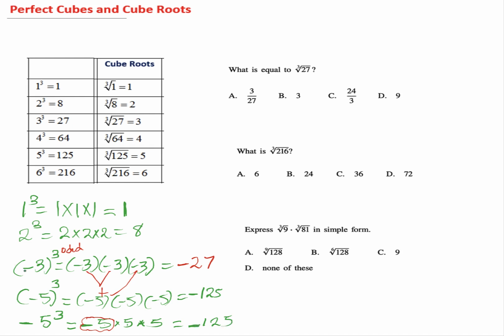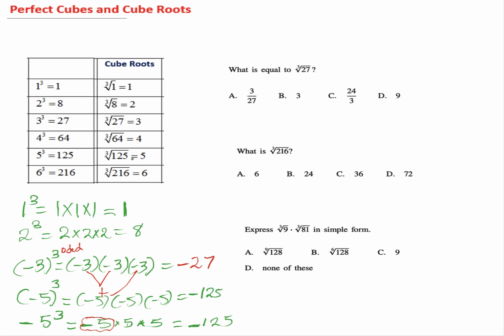So no matter with the cubes, if you have it in parentheses or there are no parentheses, if there's negatives, your answer is still negative. But remember, with squares, it's a little bit different, okay? Because squares are even numbers. Cubes are odd numbers.